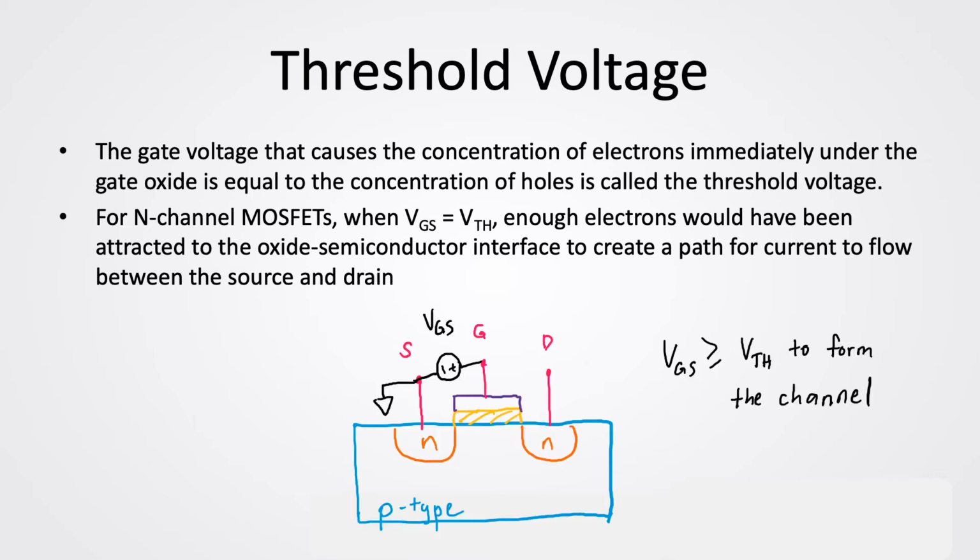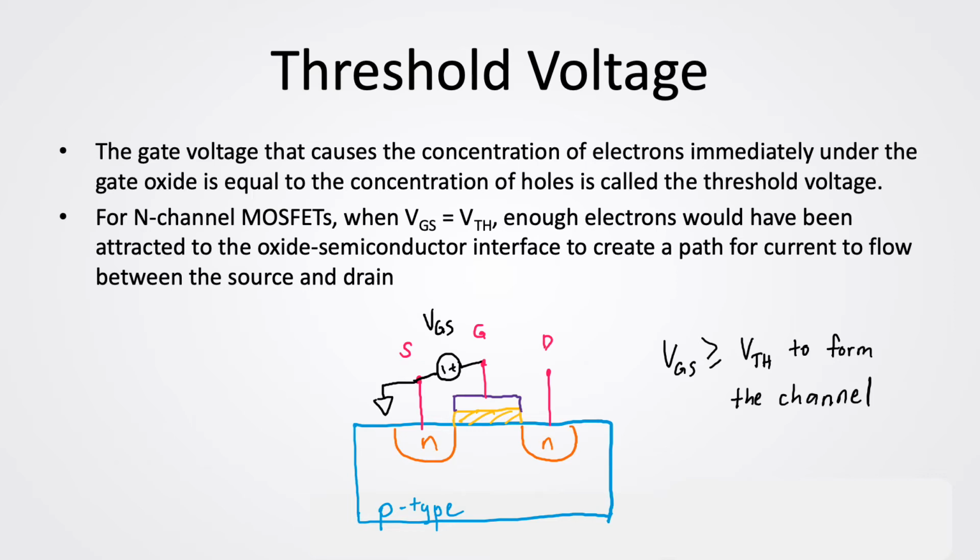Why did we say VGS equal to VTH? Remember, in our illustration a while ago, we connected the source terminal to ground. So we define the threshold voltage as being referred to the source terminal. When your VGS is greater than or equal to the threshold voltage, then you form the N-type channel under the oxide. So that's the side view of the NMOS.